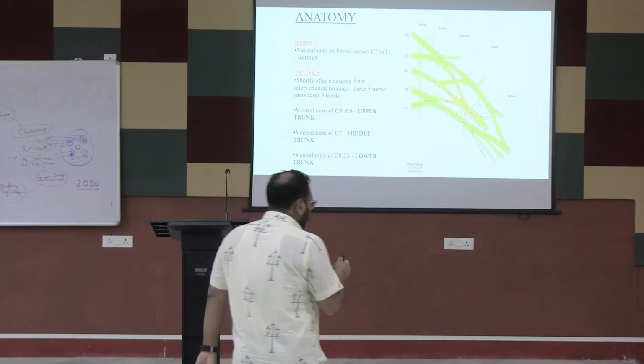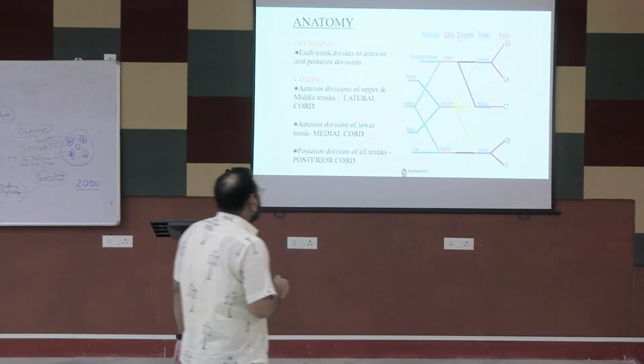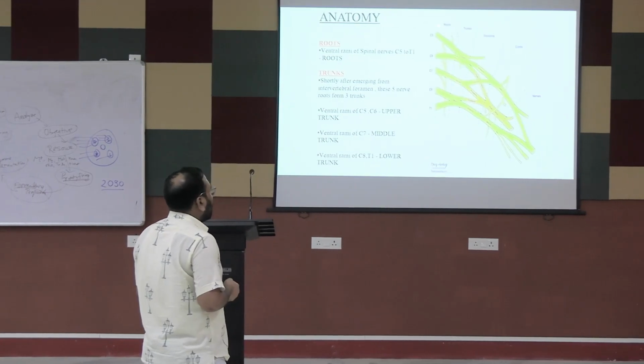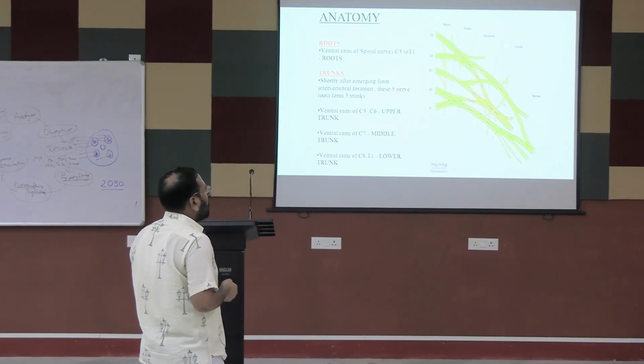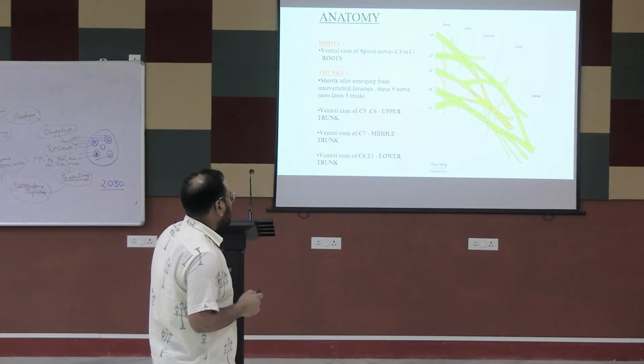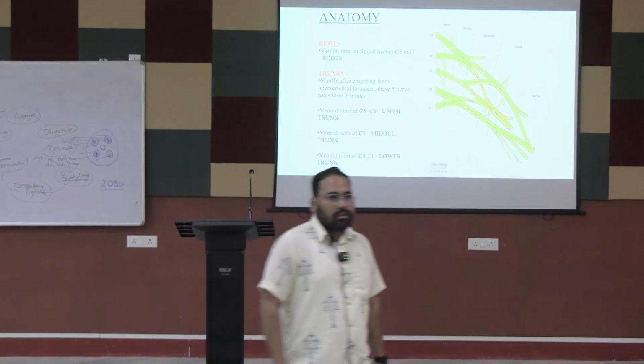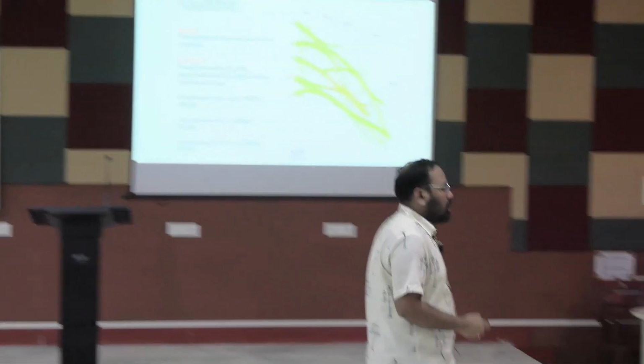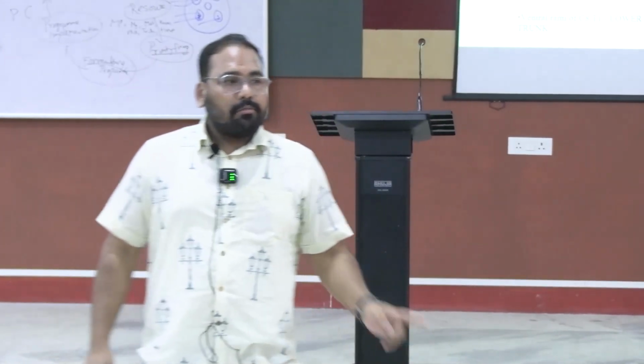আচ্ছা, এটা মেমরি এভাবে করবে যে, see, it has 4 divisions like root, trunks, divisions, and cords, and after that there are the branches. So root থেকে আসছে, root value কত? C5 to T1. Okay. Then after the roots there will be trunks. তিনটে trunk. All the ventral rami are in use in brachial plexus. C5, C6 এর ventral rami নিয়ে হচ্ছে upper trunk. C7 এর ventral rami হচ্ছে middle trunk. আর C8, T1 এর হচ্ছে lower trunk.